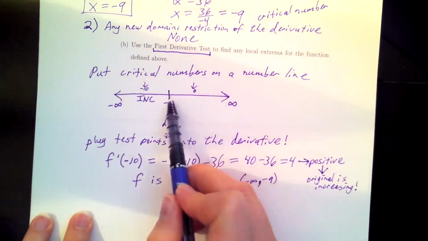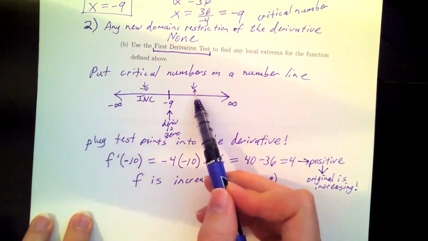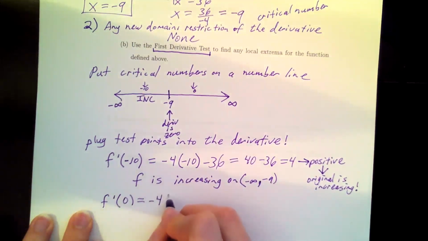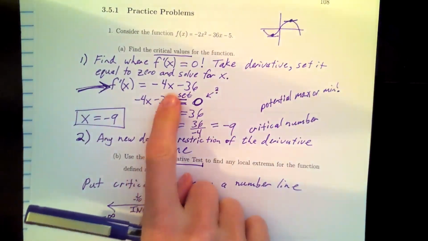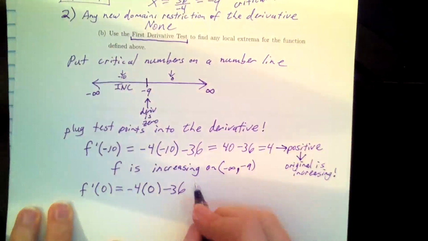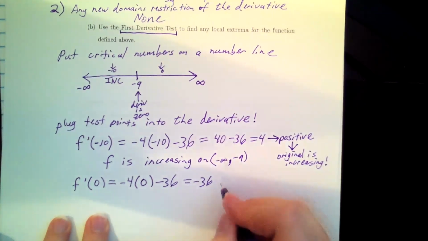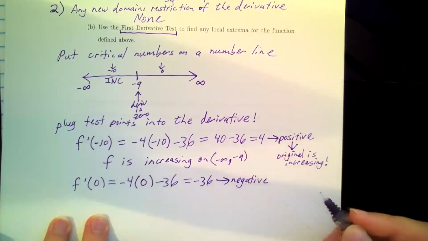Let's do our second test point. I have this interval right here, -9 to infinity. I'm going to pick a number in between there, 0. Let's plug that into the derivative and see what we get. Make sure that you plug it into the derivative, not the original function. So I have -4 times 0 minus 36. My derivative function's up here, and I'm plugging 0 into that. So you get -36. This tells me a lot of things. I have a negative number out from the derivative function.